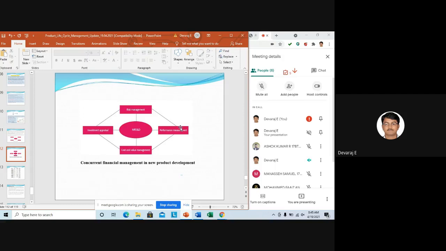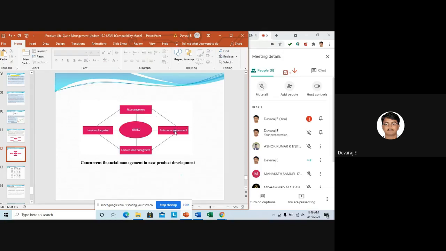Always you should know, if a company is going to manufacture, or if the company is going for a new product, a new design, then the company will be under risk. They'll be investing a lot of money or cost. So that comes under risk management.